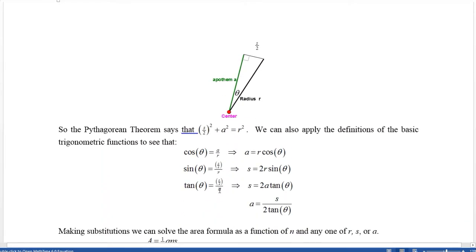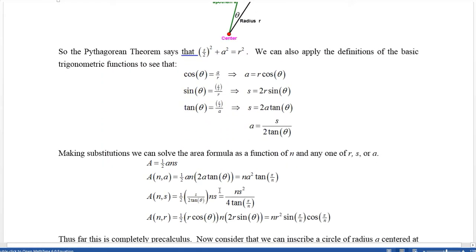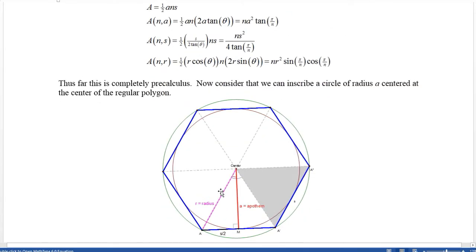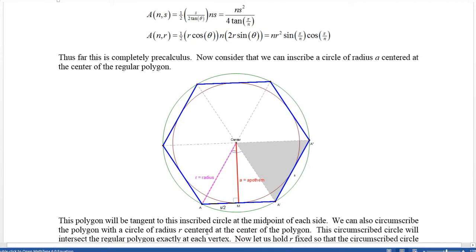Now, so far, you might say, well, what's this doing in a calculus set of videos? Because, hey, there's no calculus so far. This is all pre-calculus. Well, let's take another look at our picture.